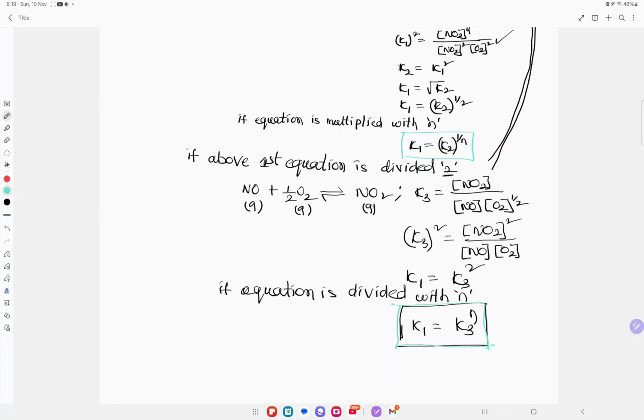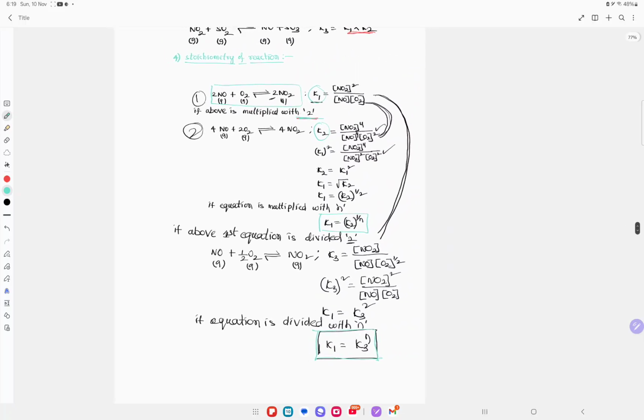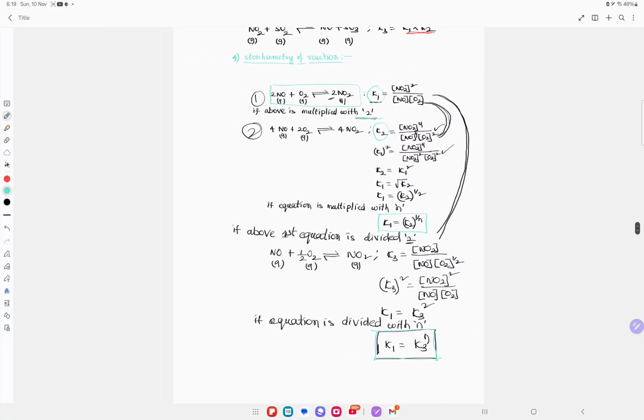K1 is equal to K3 power n. From this, what can we write? Stoichiometry: how can stoichiometry affect the equilibrium constant? If the equation is multiplied by 2, then K1 is equal to K2 power 1 by 2. If you multiply with n, it becomes power 1 by n. Whenever the equation is multiplied, it becomes power 1 by that stoichiometric coefficient.